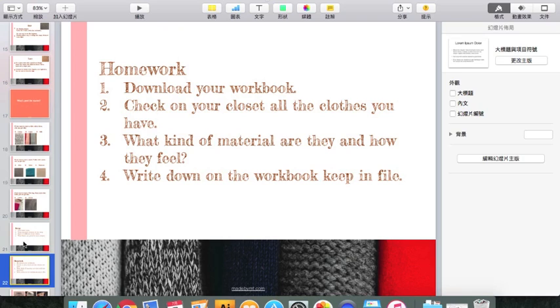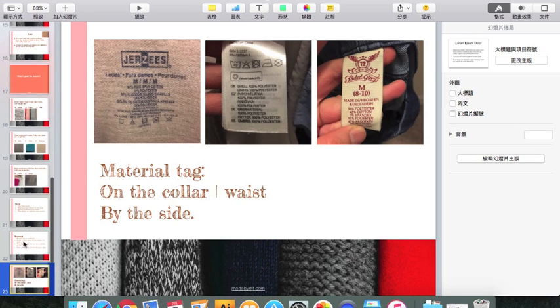Okay, and fourth, write it down on the workbook and keep those in a file. So next time you want to find something, you can start with that one. If you have no idea where to start, that will definitely help you. Okay, here's my little homework. Since I'm doing homework, you probably should do some too.